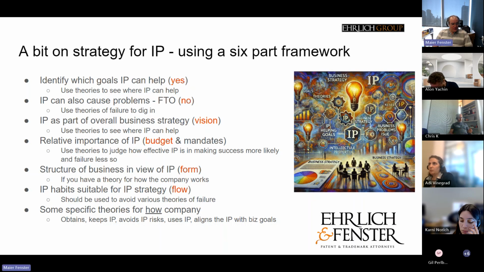You have a goal of IP being part of the business strategy, for example, licensing. And again, when you talk about theory of success, you can build a theory which explains the relative importance of IP, different parts of the IP in order to justify budget. So using theories, and the more causal and more numerical they are, the better you can judge how effective IP will be versus how effective other things will be. The structure of your business might depend on IP, and if you have a theory for what it means for the company to be successful and how it will be successful, that suggests the structure. And of course, the IP habits. One of the habits that we talk about is how to avoid all of these different theories of failure, and also specific theories for how you obtain IP, how you keep IP, and so on.